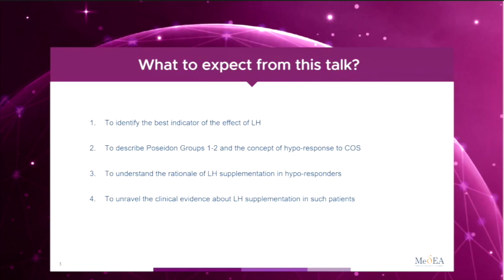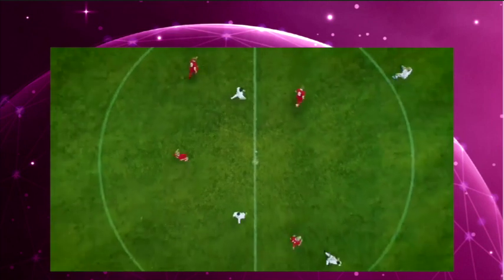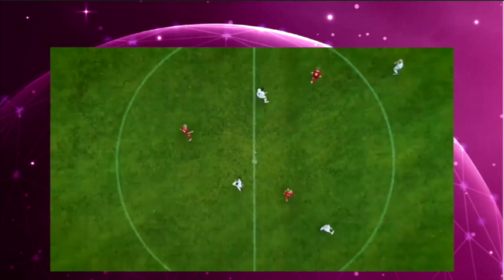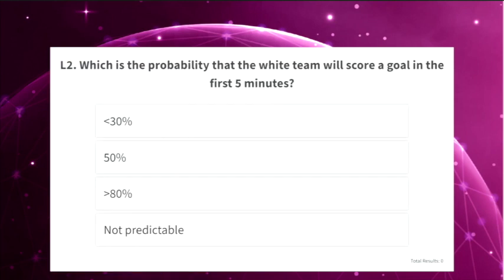So for trying to reply to this question, I have something to show you. This is the beginning of a football match. So my question for you is even more complicated than the question I had before on the capital of Singapore. So you saw 5 seconds of this match. My question is very difficult. What is the probability that the white team would score a goal in the first 5 minutes?